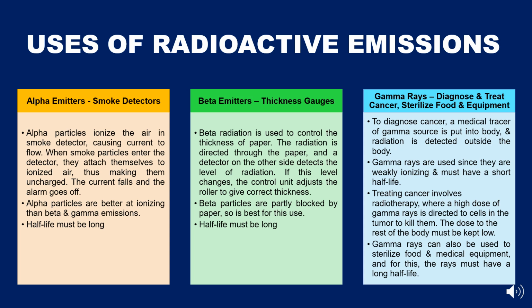Now, gamma rays are also used in treating cancer through the process of radiotherapy, where a high dose of gamma rays is directed to the cells of the tumor to kill them, but the dose to the rest of the body is kept low. Now, gamma rays can also be used to sterilize food and equipment, and for this use, the gamma rays must have a long half-life.